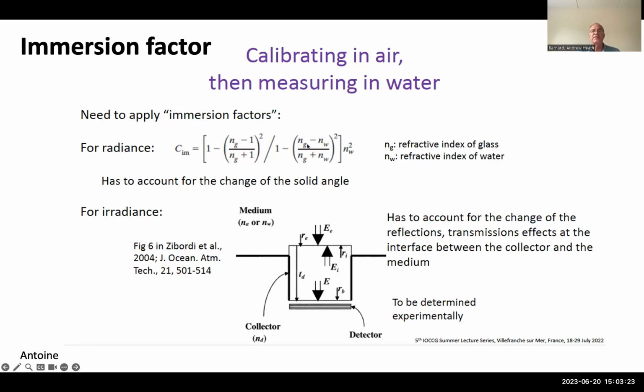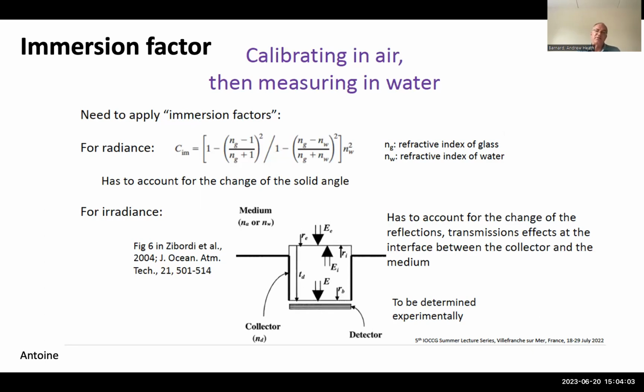There's methods to do this. Just from a computational aspect, you can calculate it based on the index of refraction of the glass, the material of the glass, and the index of refraction of water, and you can get more complex to include other optical elements if you want. But typically this is not really measured by instrument makers, though you can do it experimentally. Typically for radiance sensors, they may just do a simple calculation to estimate the immersion factors.